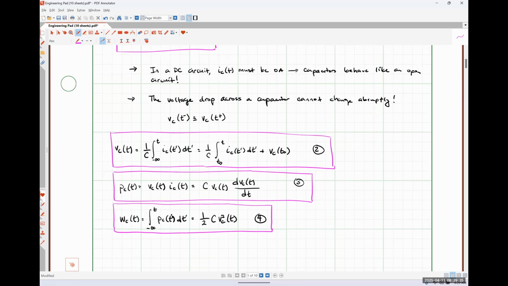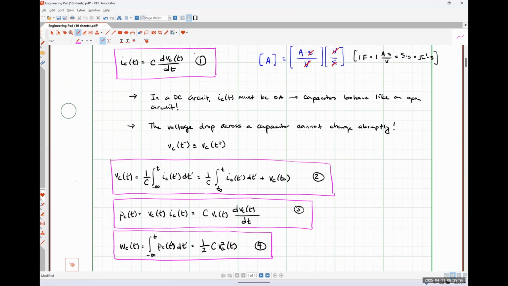So I've now introduced our 4 different equations that govern how capacitors behave in circuits. And I cannot emphasize this enough. They are the exact same relationships that we derived on Wednesday for inductors, just swapping I and V and replacing L with C. Okay. So the last thing that I want to officially talk about in this lecture then is how capacitors combine in a circuit.